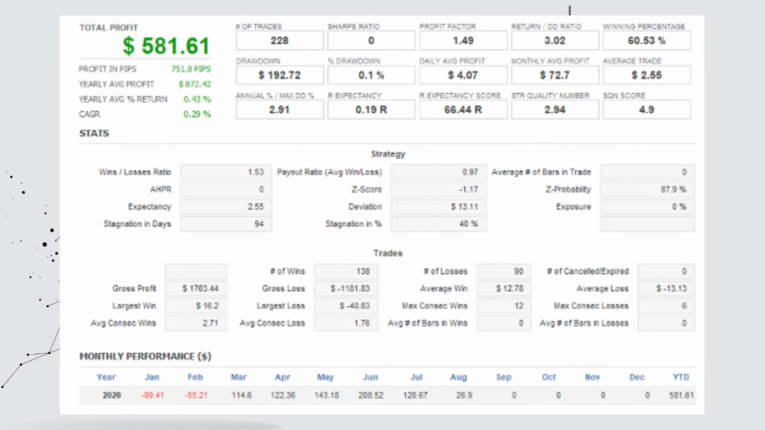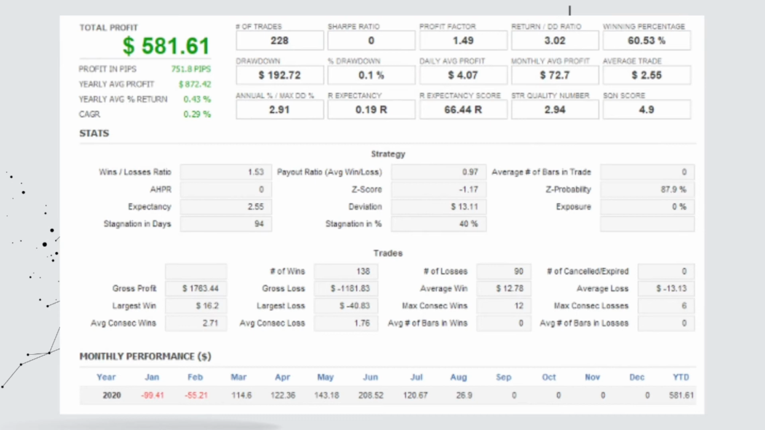Win-loss ratio 1.53, so yeah, it wins 1.5 times more than it loses. And the other interesting statistic which I like to look at is, okay, so you've got 138 wins versus 90 losses, and the average win is $12 versus the average loss of $13. So it's pretty much one-to-one in terms of risk to reward ratio. But we're getting more wins than losses, which makes it positive.